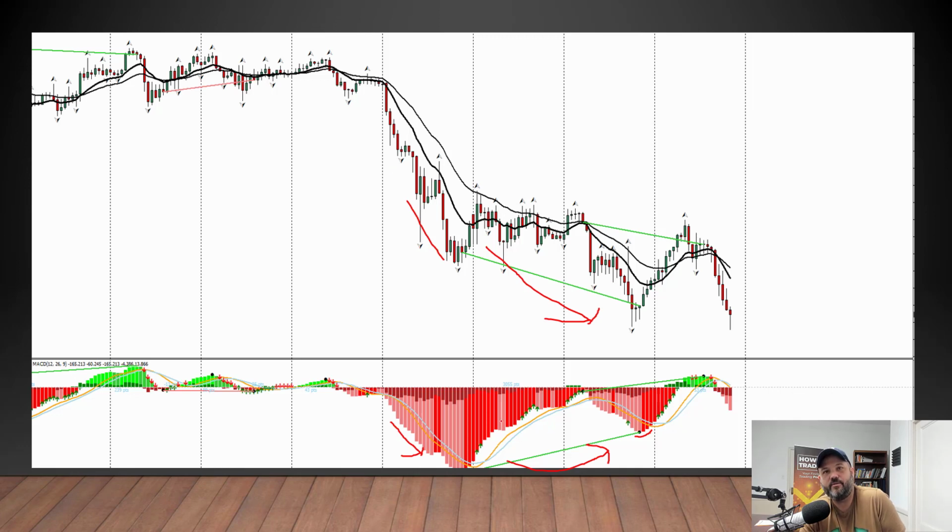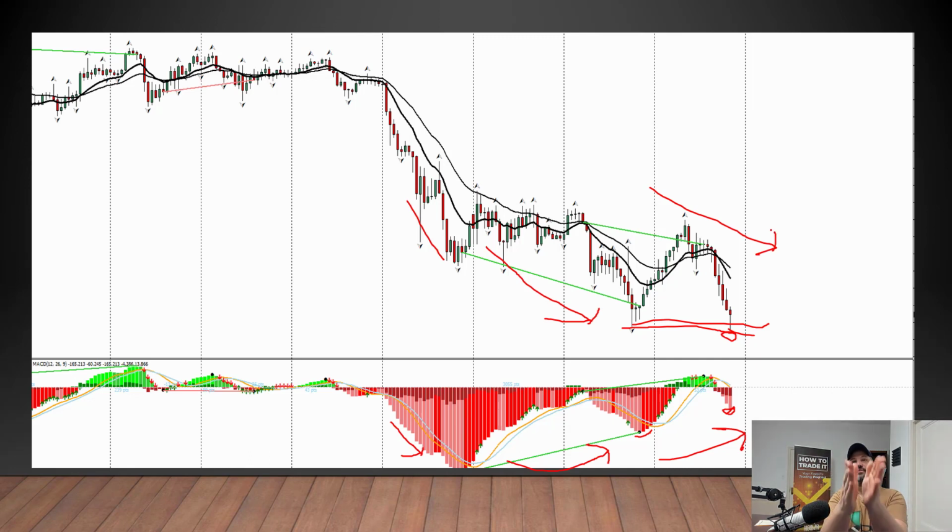Price is moving down, the indicator is moving up, and price keeps moving further. We got another new low, right? You see this? This is a new low. And then look at where the indicator is going. The indicator is moving up and price is moving down. That's divergence. So again, divergence is when the price is moving in the opposite direction of the indicator.